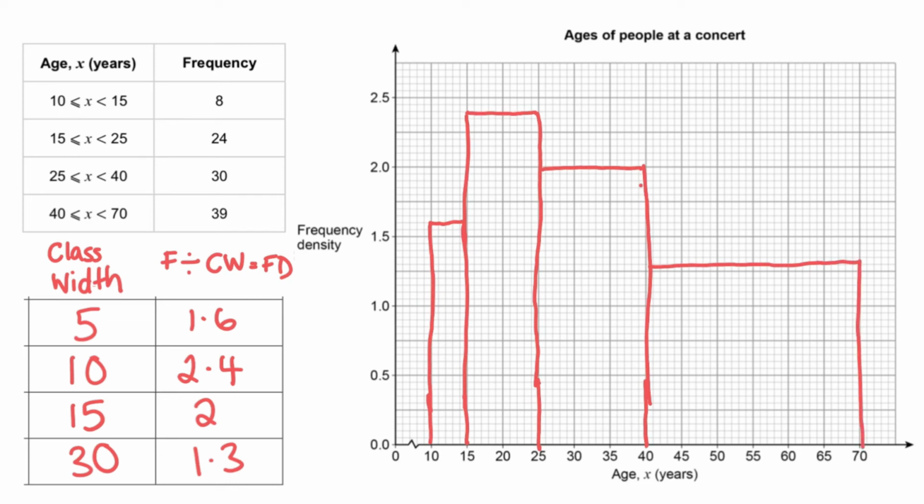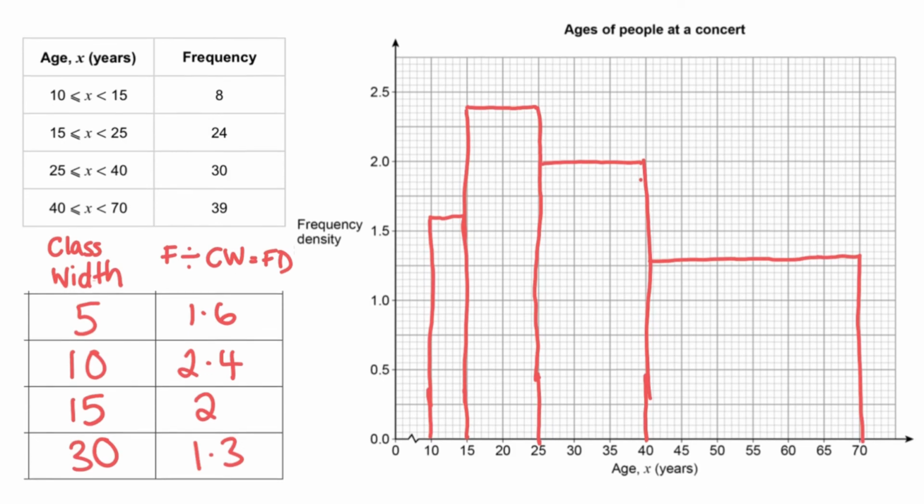So we can see from the histogram that the biggest bar is the 40 to 70 age range, which had the biggest frequency. The smallest bar is the 10 to 15 age range, which had the lowest frequency.